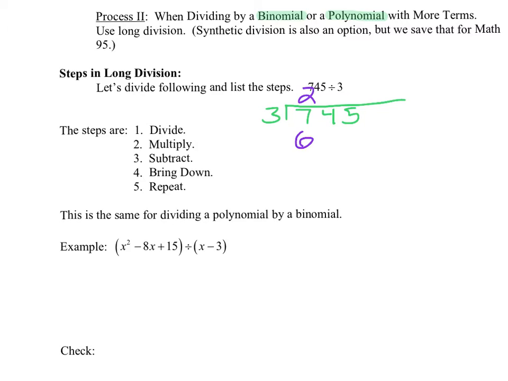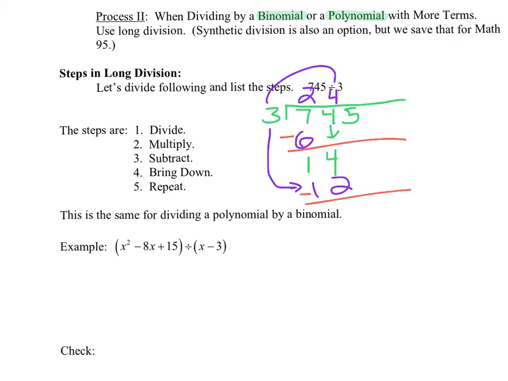Okay, and now we subtract. And that leaves us with 1. We bring down the 4. We ask ourselves, 3 times what will be close to 14? The answer is 4, because that gives us 12. So we put a 4 up here. We multiply the 4 times the 3, and then we put 12 here.